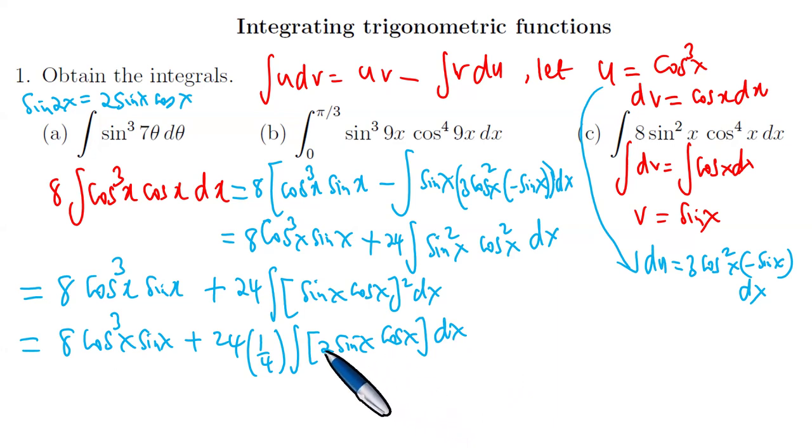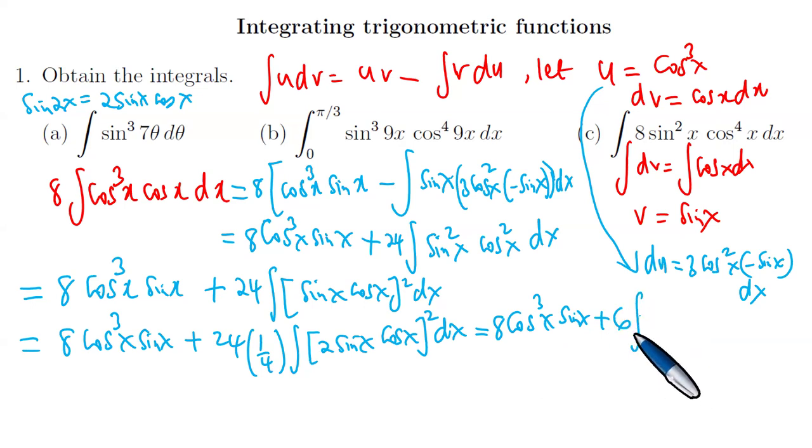Okay, now look. With the square here, if you square the 2, it becomes a 4. And the 4 and the 4 cancel out. So then we're able to achieve this one. You can write it as it is. The 8 cosine cubed x sine x. The 24 divided by 4 becomes exactly a 6. Then we have the integral of.